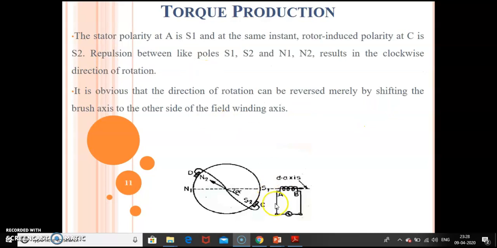The stator polarity at A is S1 at any instant, and the rotor induced polarity at C is S2. So there must be repulsion between like poles. S1 and S2 will be repelling each other, whereas N1 and N2 will also be repelling each other. So there will be a torque, or there must be a rotation in the clockwise direction. It is obvious that the direction of rotation can be reversed by shifting the brush axis of the field winding.